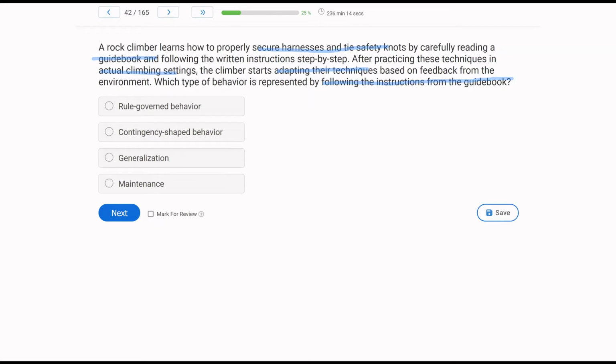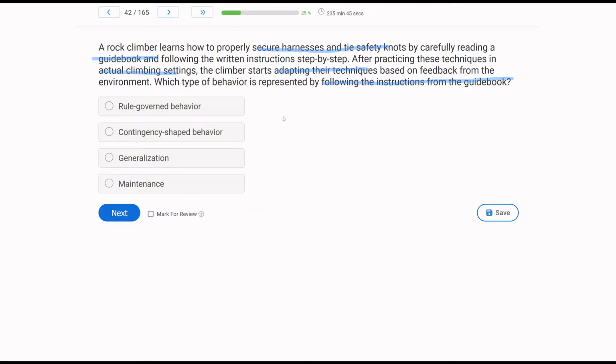Well, it's not going to be generalization, right? Because he was reading the book and following instructions step by step initially. And he wasn't going into these climbing settings until much later. Following the instructions was not yet generalized. Maintenance is when he stopped learning and could continue to do the harnesses and safety knots. That, again, came after the instructions from the guidebook. We're just focused on following instructions from the guidebook.